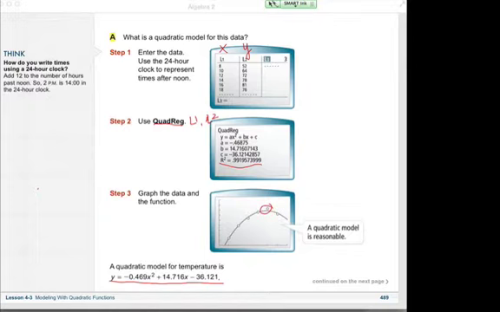So when you get to the point where you're ready to put this data in on the calculator, I can help you with that in class.